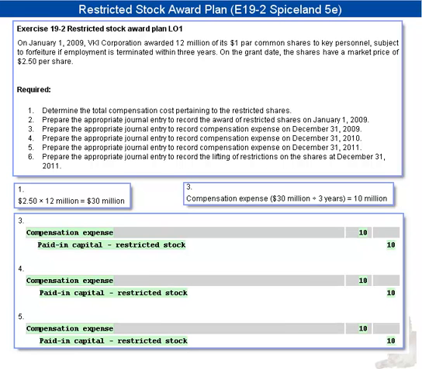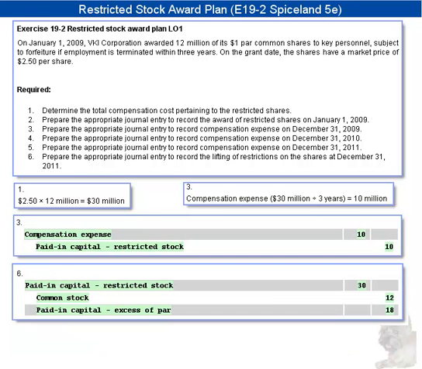Now we tackle part 6, which says prepare the appropriate journal entry to record the lifting of the restrictions on the shares at December 31st, 2011. Okay, now if you look to the screen, you see that I eliminated entry 4 and 5 just to leave room so that I could jot in the entry 6.